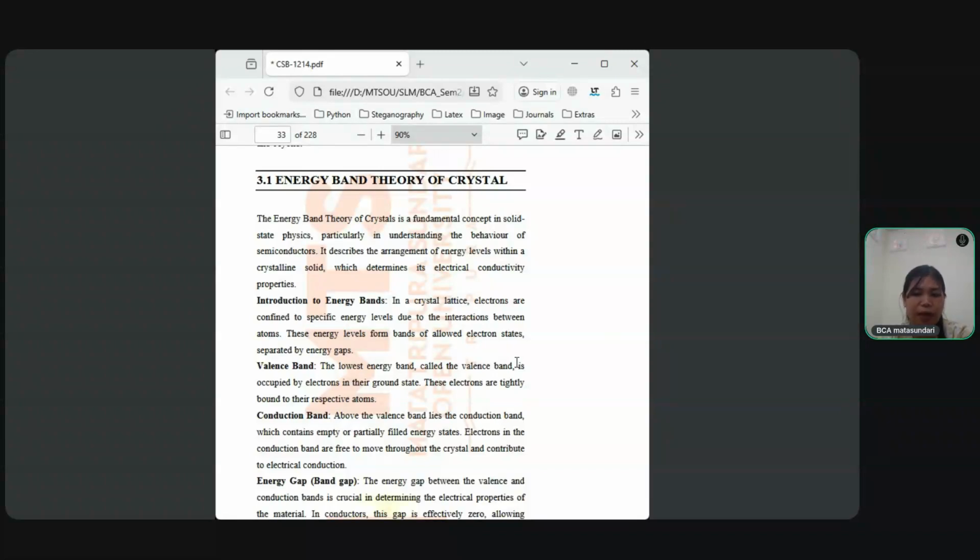Introduction to energy band. In a crystal lattice, electrons are confined to specific energy levels due to the interaction between atoms. These energy levels form bands of allowed electron states, separated by energy gaps.